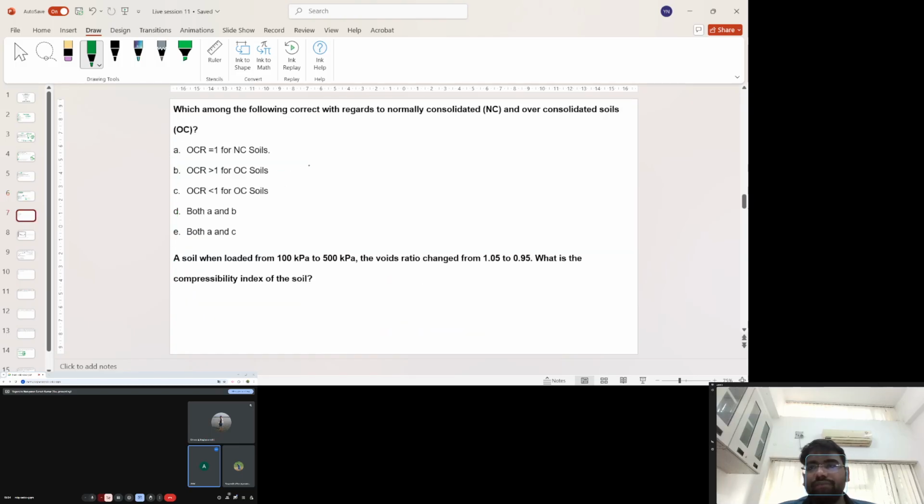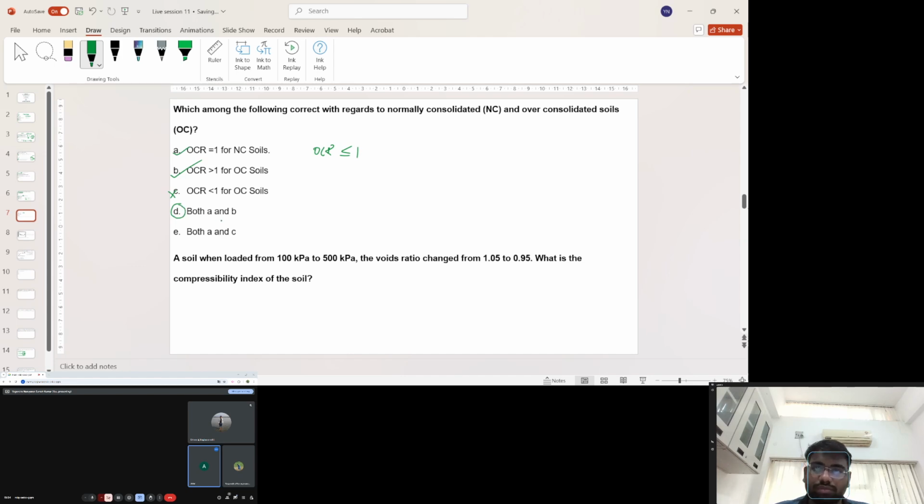So coming to the next question, which among the following is correct with regards to NC and over consolidated soils? Option D, sir. OCR is less than 1 for OC soils is obviously not right. For OC soils, OCR should be greater than 1. OCR for NC soils will be less than or equal to 1. So obviously option D.